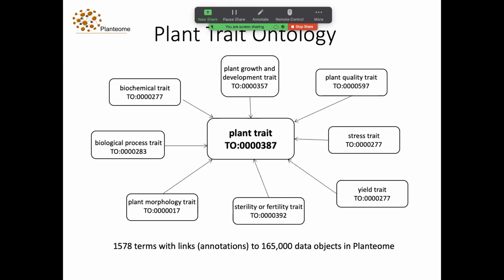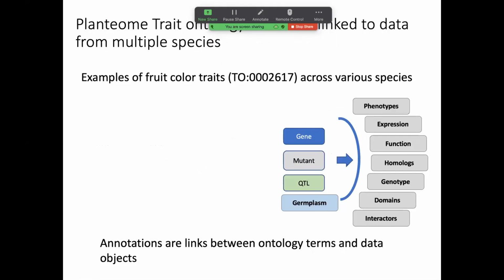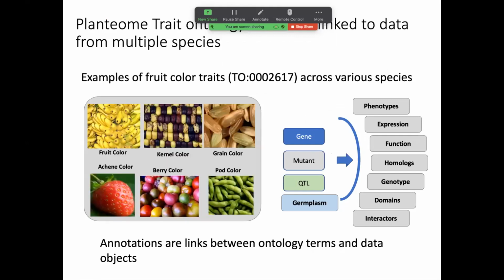So the plant trait ontology has about 1,600 terms with links to about 165,000 data objects in Plantium. So one of the things that the plant trait ontology does is it links common types of data from various species, because in the plant world, you can see that these 6 are examples of fruit color traits across various species, and they all have different terminologies and different names that are in use in the literature and so on.